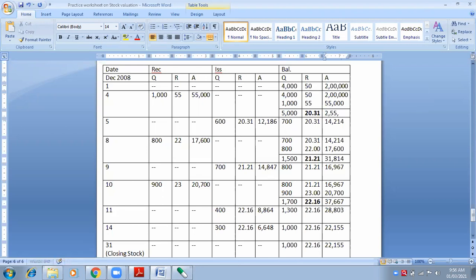2 lakhs plus 55,000 is how much? 2,55,000. 2,55,000 divided by 5,000 is how much? 51. Sorry, 51. This is known as weighted average rate. Is it clear to everybody? Yes, ma'am.